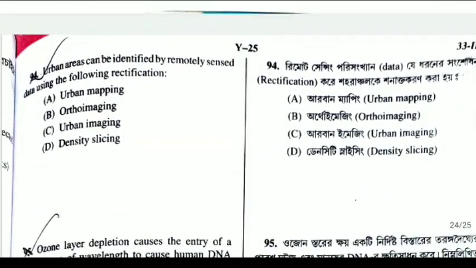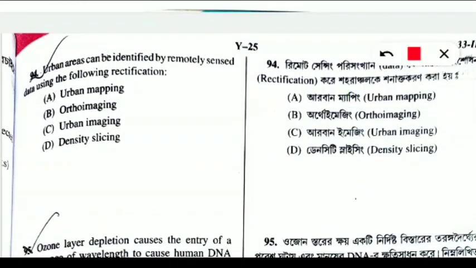Question 94. Urban areas can be identified by remotely sensed data using which of the following rectification techniques? So this is from remote sensing, and here it is very simple. It is used through the urban mapping technique. Option A will be correct.